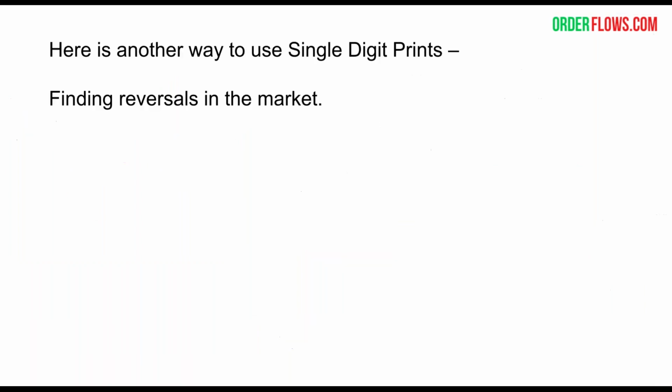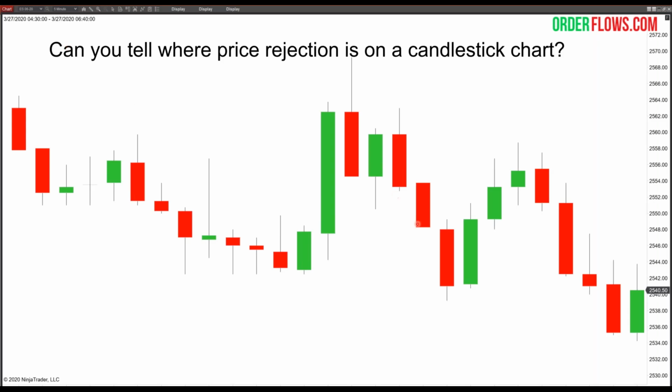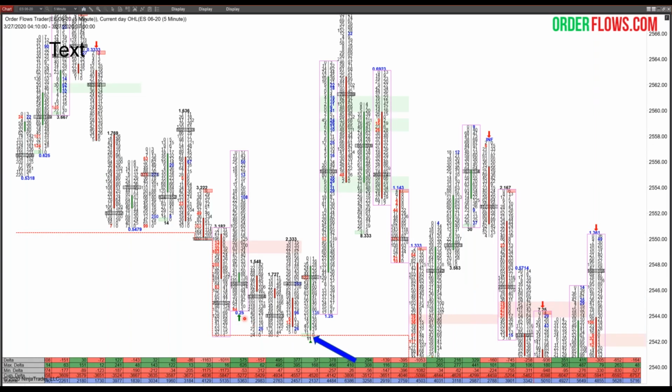So the other way that sort of leads into this next part is using single digit prints to find reversals in the market, right? And if you're looking at a candlestick chart, you're not going to see this information. You're not going to see the volume traded at the bottoms here, right? But if you're looking at a footprint chart, you would see, I only traded one. What's happening? You come down here, you trade 12 on the bottom. Come down here, boom, it hits it a little bit more, 24, 33 again.